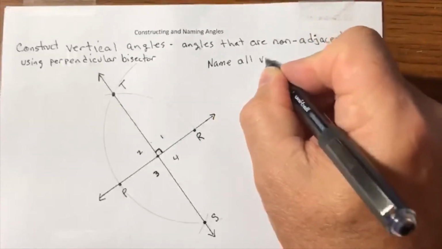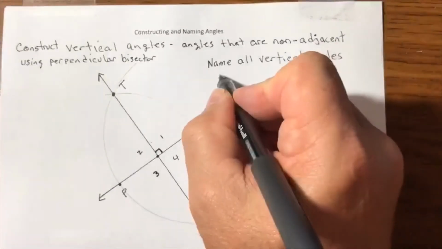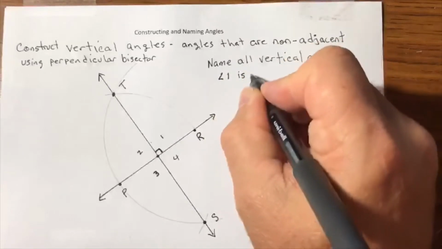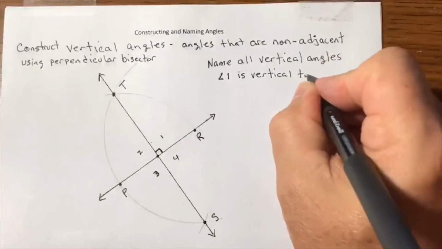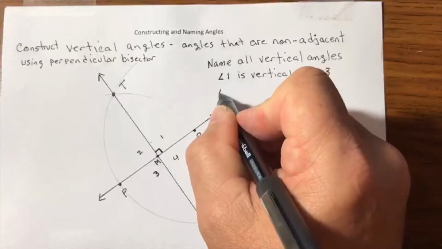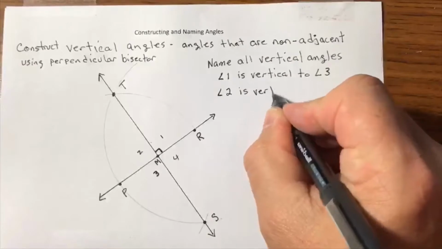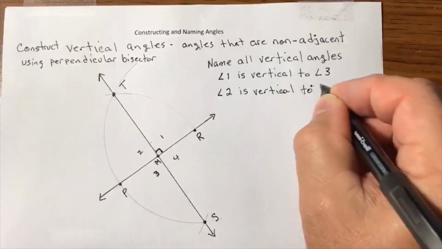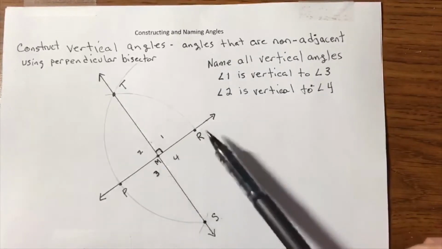Name all vertical angles. Angle 1 is vertical to angle 3. Okay, they're non-adjacent. Angle 2 is vertical to angle 4.